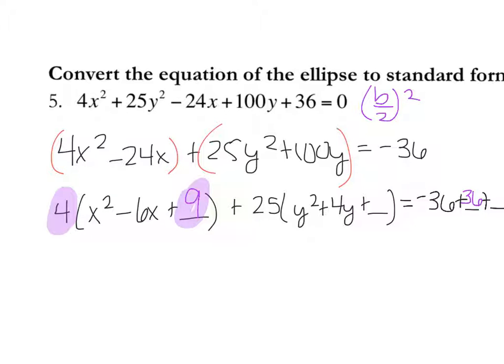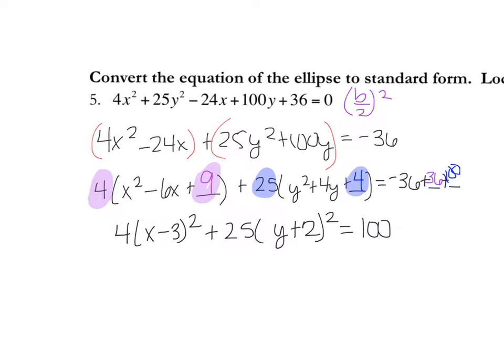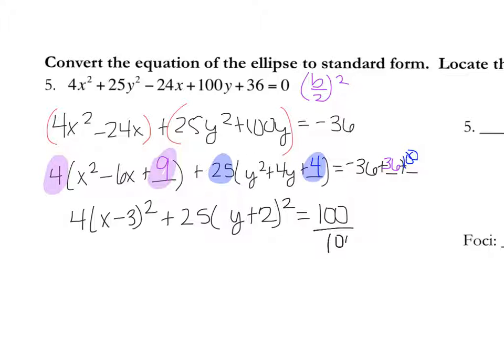And then we have, for the other set, for the y's, b is 4. 4 divided by 2 is 2. 2 squared is 4. But again, when we go to add that to the other side, we have to multiply it by the 25 that was pulled outside. So that's going to be 100. So we get 4 times (x minus 3) squared plus 25 times (y plus 2) squared is equal to 100. And your last step to getting this into standard form is divide everything by 100 so that it equals 1.